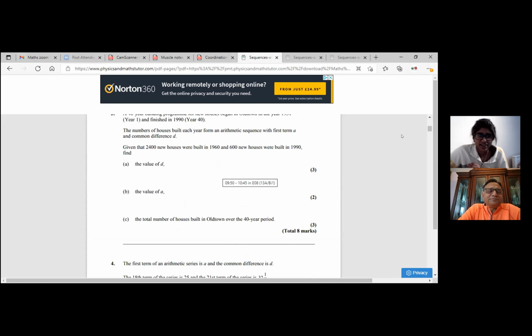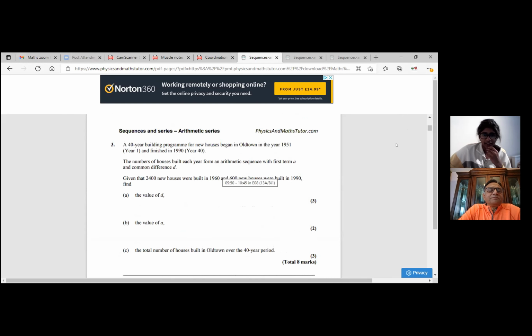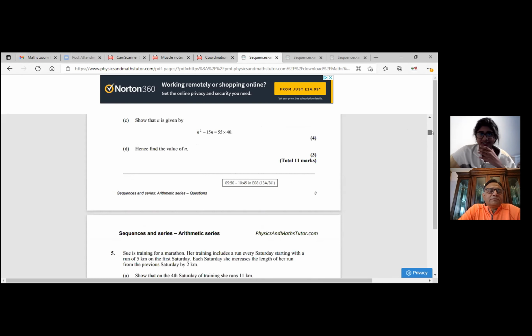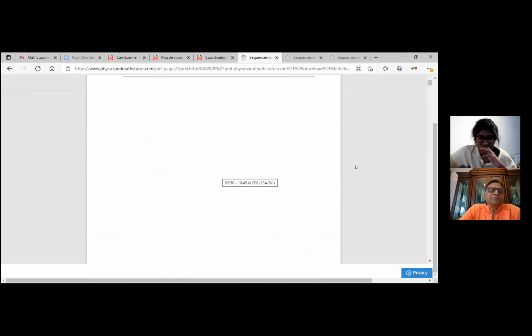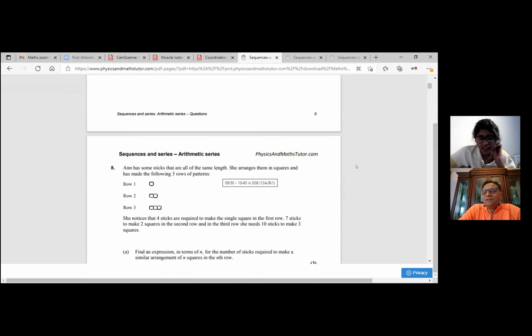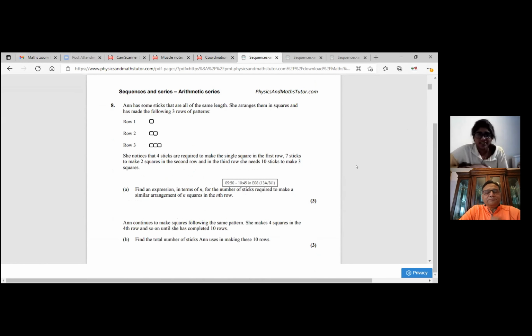Similar. I feel like these are all similar, but I think when I get to question 10-ish. Okay, I feel like Sarah is the same, that's why. Okay, skip. Don't worry. Okay, yeah, this one. Thanks. Okay, so Anne has some sticks that are all of the same length.